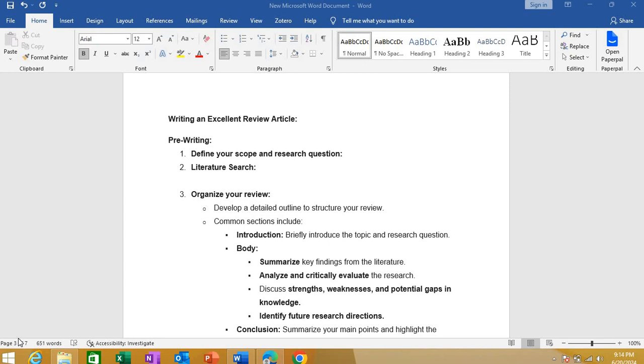The first step in writing an excellent review article is pre-writing. What does pre-writing mean? Before writing the review article, obviously you plan. Before doing something practically, you plan how to do it and think about it. So in pre-writing, you define your scope and the research question, pretty similar to other kinds of studies.